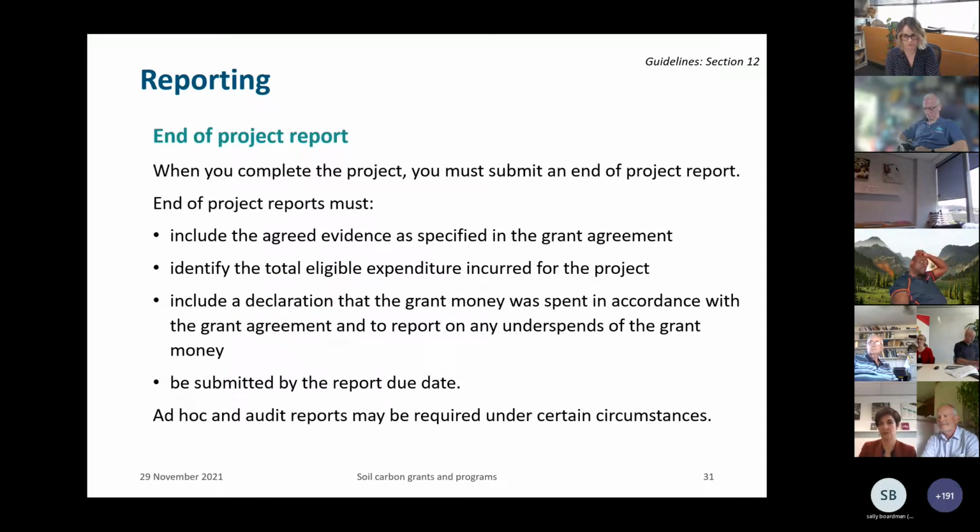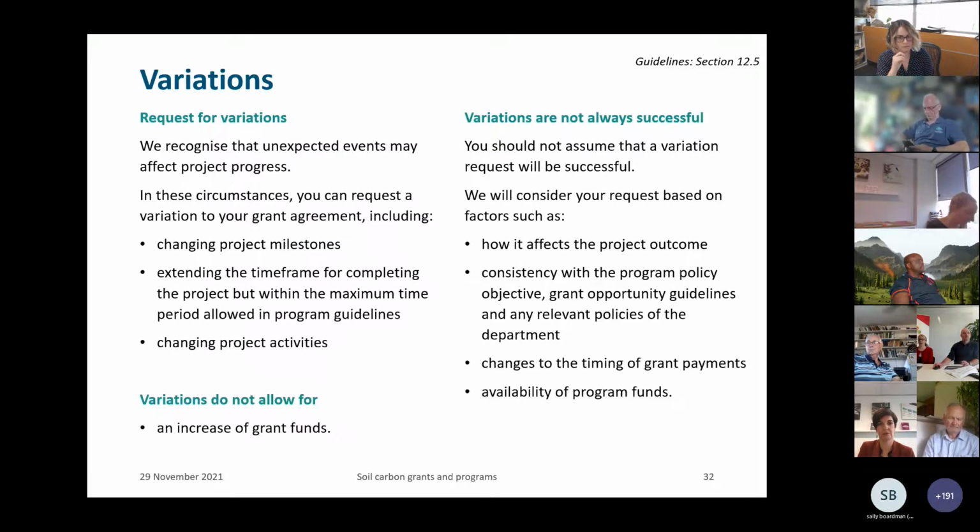These are the reporting requirements just mentioned, and this includes evidence as documented in the grant agreement, the total expenditure, and must be submitted by the due date. We may also ask for ad hoc and audit reports if the circumstances require. We recognise that unexpected events can happen and variation can assist to help you to deliver the project. However, it should be noted that variations are only for certain elements and may not always be successful, depending on the different details that have been outlined in this slide. Please note that variations do not allow for an increase in grant funds.